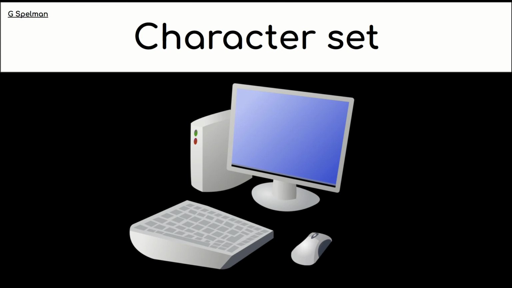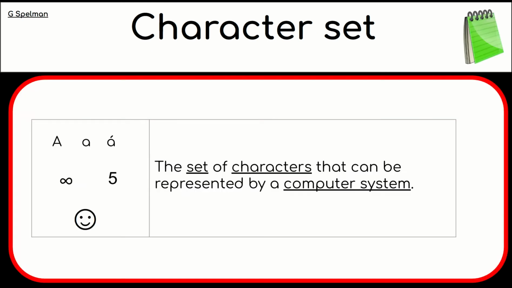Before we learn what a character set is, we really need to understand what we mean by character. An example of a character could be a letter, capital, lowercase, even one with a fada on. Another example would be a number, 5 for example. We could have symbols like the infinity symbol in maths, or we could also have emojis. So all these are characters that could be represented by a computer system. And a character set is the complete set of characters that can be represented by a computer system.